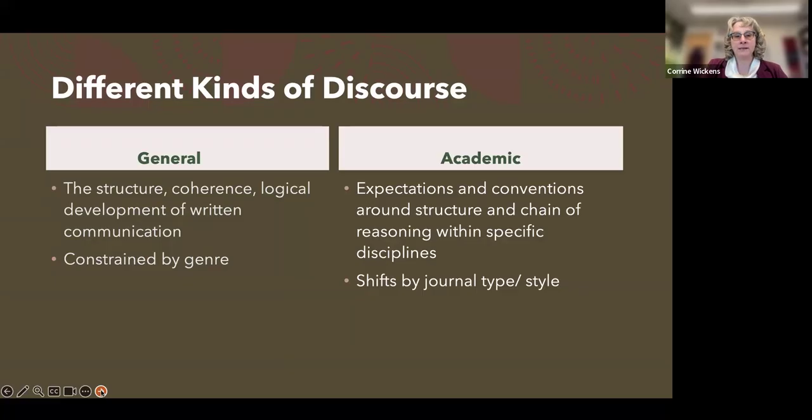So in this case, we're particularly highlighting the different kinds of discourse between general and academic. So the general is constrained by genre and logical development of written communication, but in academic, it is specific to the discipline and it shifts by type of journal style and frame of reference.